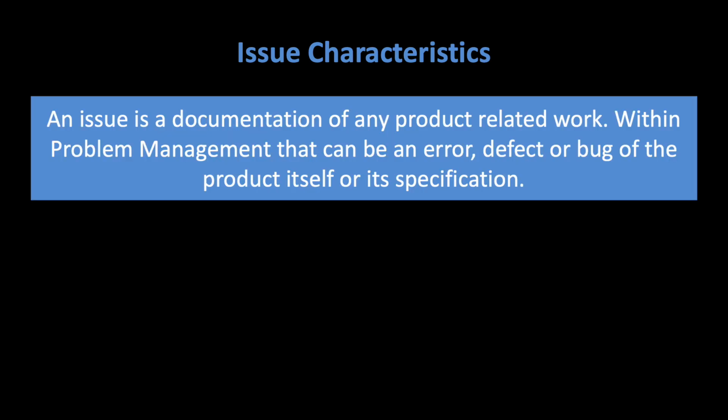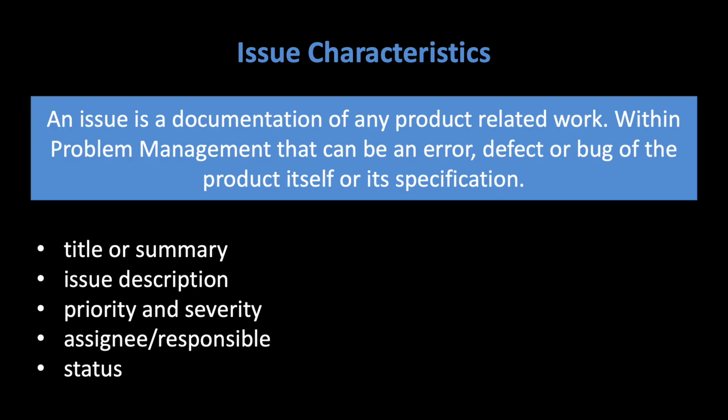And it can also be related to the product, so the software or hardware itself, or it can affect the specification of it. So that's also an important distinction. There is some information of an issue that should be available as a minimum, like a summary, description, priority, severity, who to assign the ticket to, and the status.